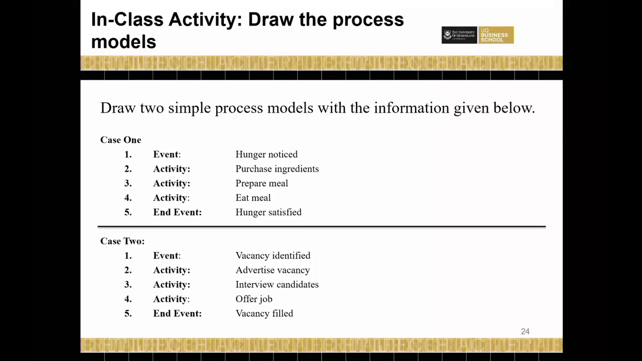Let's try to create a business process. I want to test your knowledge on these symbols of events and activities. Draw the two process chains or the process models representing those two processes. So what symbols do you have to put there?